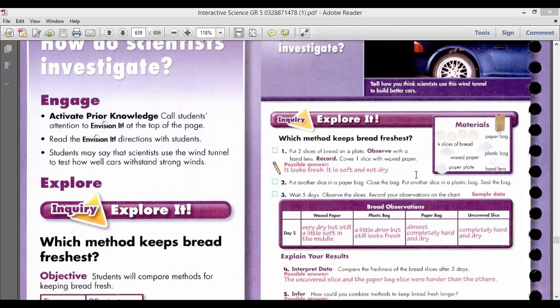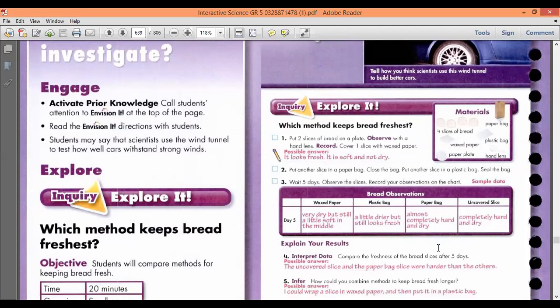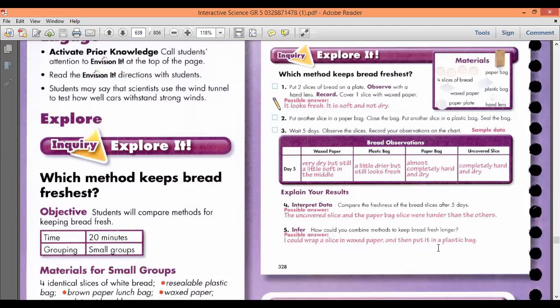So now we are speaking about the results we have. What are our results? We are going to interpret this data. Compare the freshness of the bread slices after 5 days. The uncovered slice and the paper bag slice were harder, and this is what we don't want.